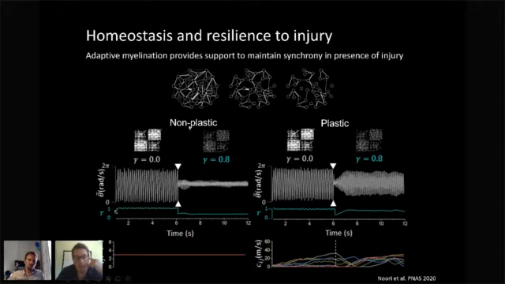In the non-plastic case, that is, when there's no adaptive myelination, the network basically loses its ability to synchronize, and we obtain a completely asynchronous state. In the plastic case, however, while the same damage was applied to the system, the network was able to go back to a high synchrony state, maybe not as strong as before, and with slightly different spectral properties, but still. So this is an example of homeostasis that is enabled by adjustment of conduction velocities across the different connections.